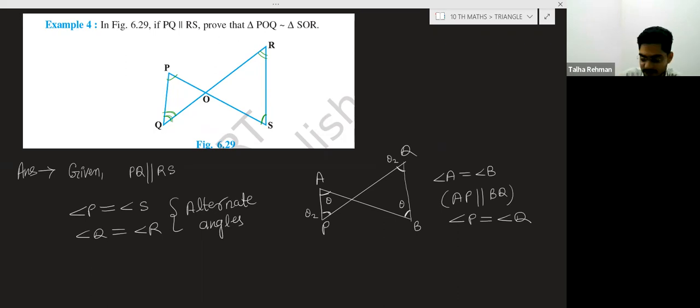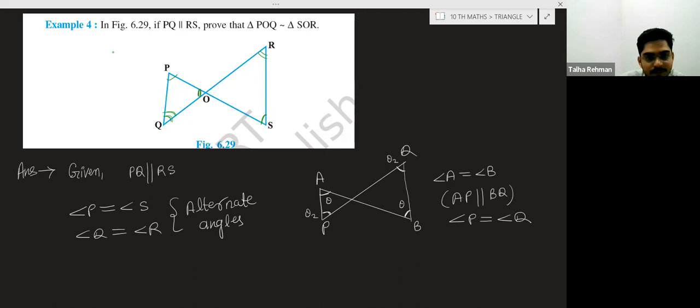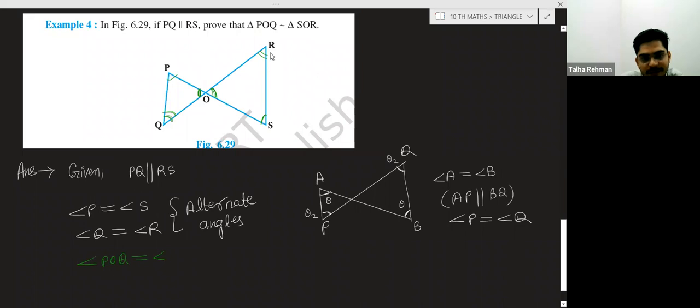Now there is one more thing here. See this angle, this angle, and this angle. These are vertically opposite angles. So you can say that angle POQ is equal to angle ROS. Why? Because these are vertically opposite angles.